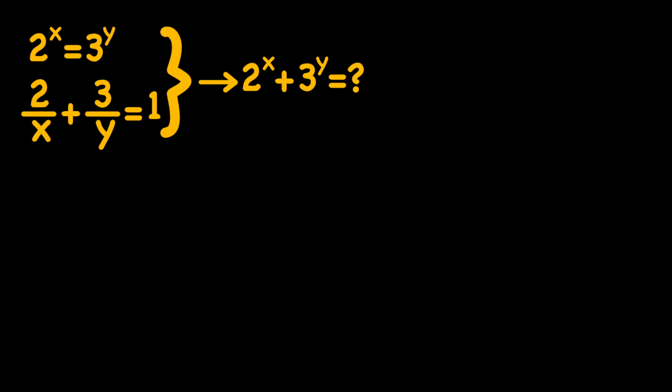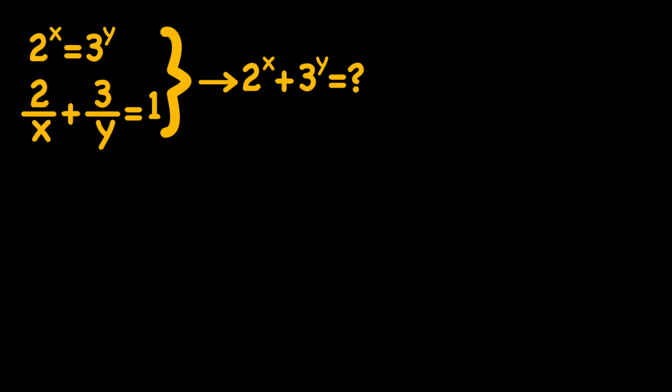Hey there guys, in this video we're going to be solving a really interesting if-then question where we have a system of equations and we're supposed to use this system of equations to evaluate an expression. So we are given that 2 to the power of x equals 3 to the power of y and 2 over x plus 3 over y equals 1, and we're supposed to use these two to evaluate 2 to the power of x plus 3 to the power of y.